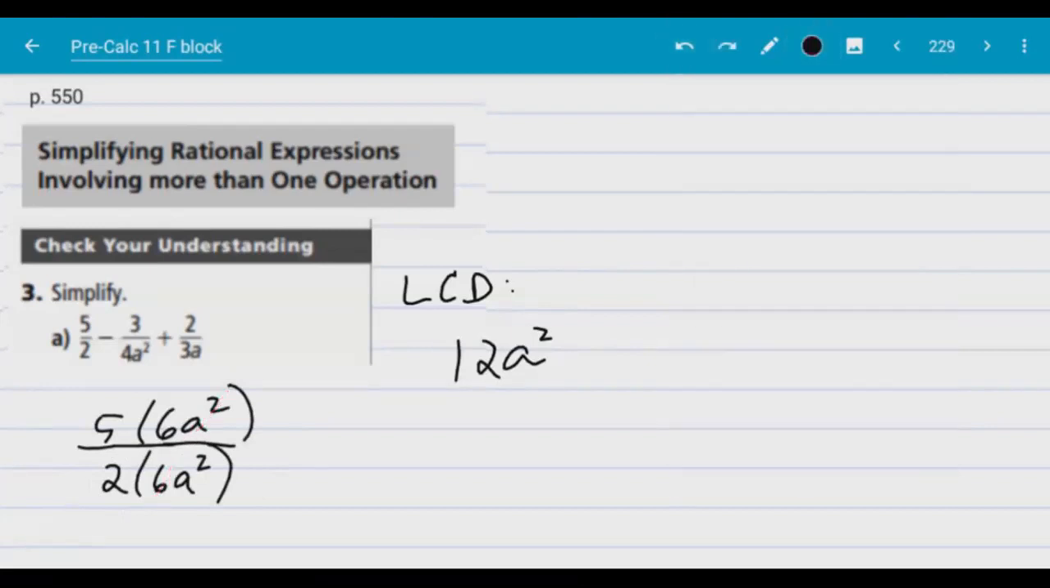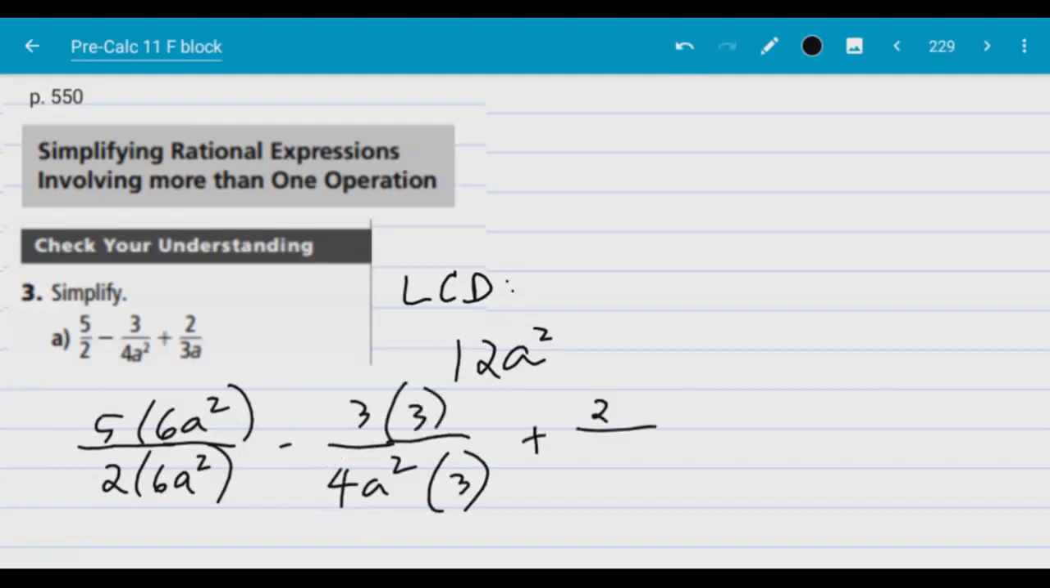Okay, next. Minus 3 over 4a squared. Now, how do you make this 4a squared into 12a squared? Well, you have to multiply it by 3. 3 times 4a squared is 12a squared. So that means the top has to be multiplied by 3. Plus 2 over 3a. How do you make the 3a into 12a squared? Well, you multiply it by 4a. All right? So whatever you do to the bottom, you do to the top.